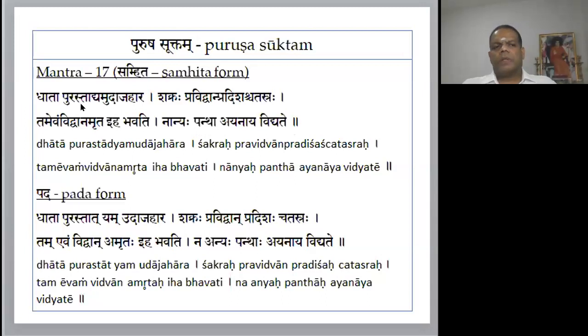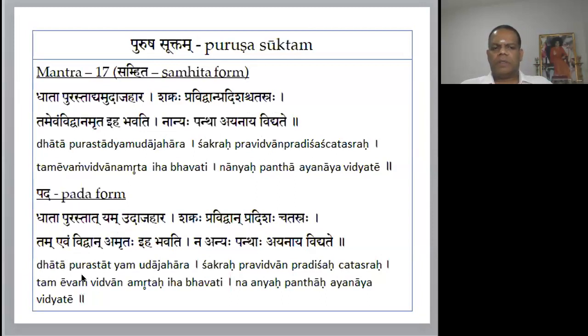Let's look at the pronunciation. Dhata, the first letter is Dha. This Dha is the fourth letter in the third varga, so it has to be aspirated. Dhata. Purastadyamudajahara, there is no aspirated sound. Shakra pravidvan pradishas chatasra, no aspirated consonants, so it should be reasonably simple. Tamevam vidvan amrita iha bhavati. This bha is aspirated because it's the fourth letter in the pavarga, bhavati. Nanya pantha. This tha is the second letter in the third varga, so it has to be aspirated. Nanya pantha ayanaya vidyate. No other consonant is aspirated.